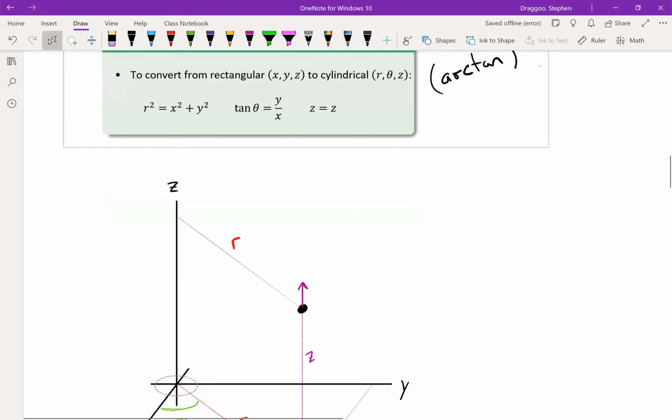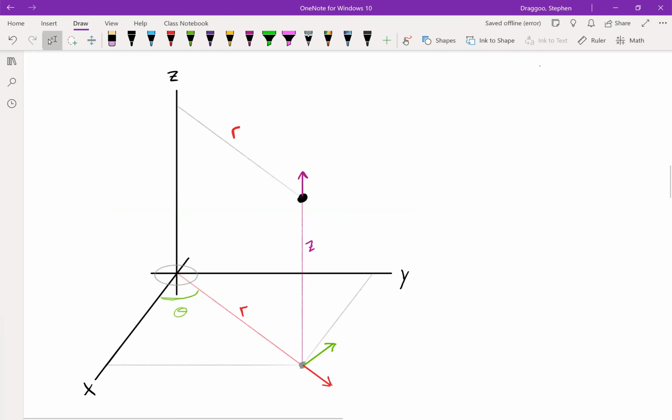So let's take a look at where all those pieces are coming from. So if we have our point, check out our point, it's right there. And it's some point out in 3 space. It is somewhere above the xy plane. And we're looking to convert that point, which is in xyz, into cylindrical coordinates. Then how are we going to go about doing that?